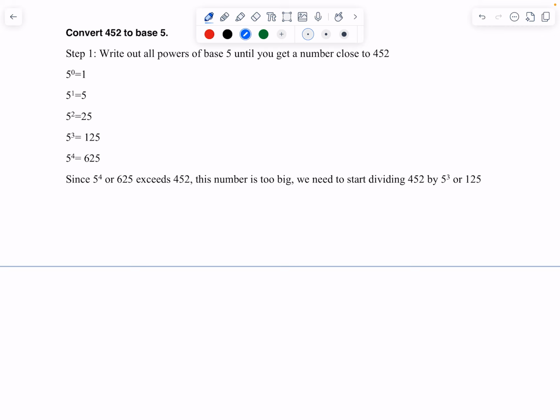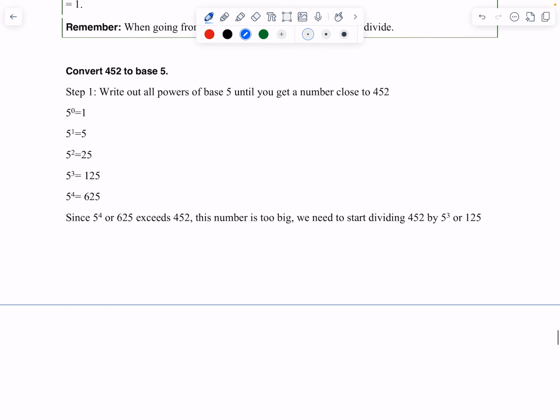All right, so let's look at this. Step number 1: write out all powers of base 5 until you get a number that's close to 452. The directions say to convert 452 to base 5. Once again, if we're going from our system to theirs, you will need to divide. This process is a little bit harder.